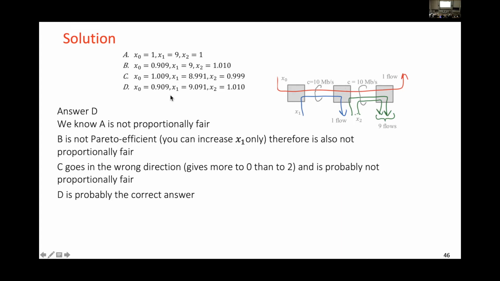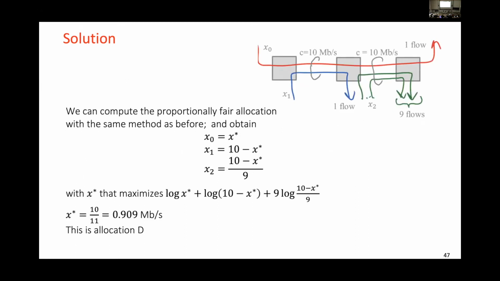Allocation D is a Pareto efficient one and also is in the right direction. It's giving less to X0. So it's probably the correct answer. How do we compute it? We do the same method that we observed a minute ago.